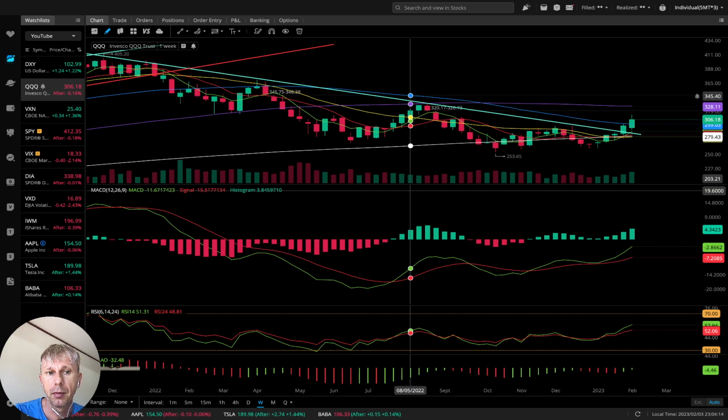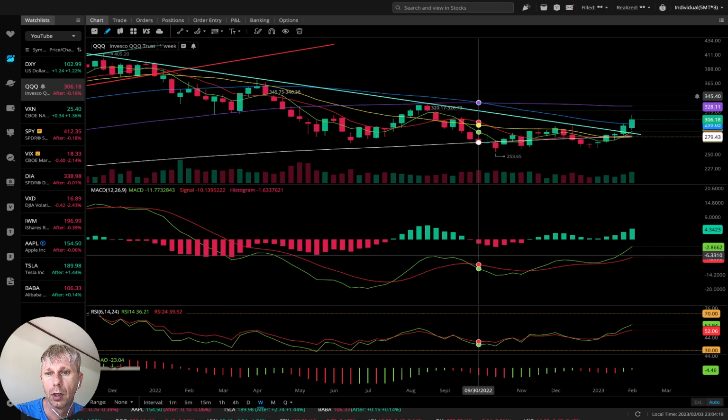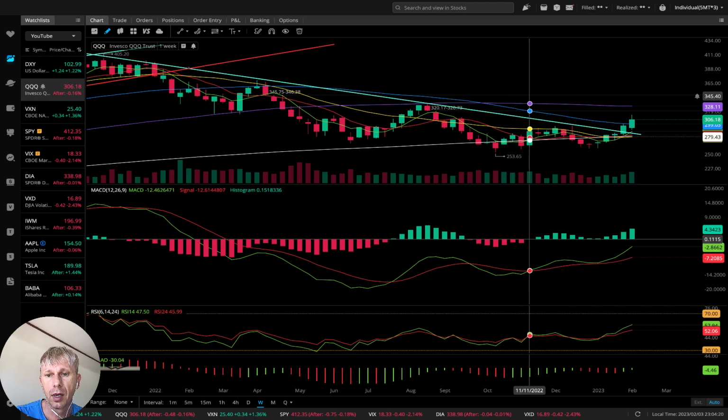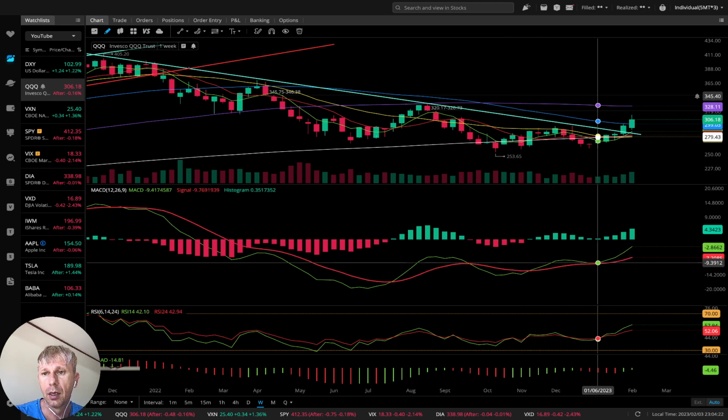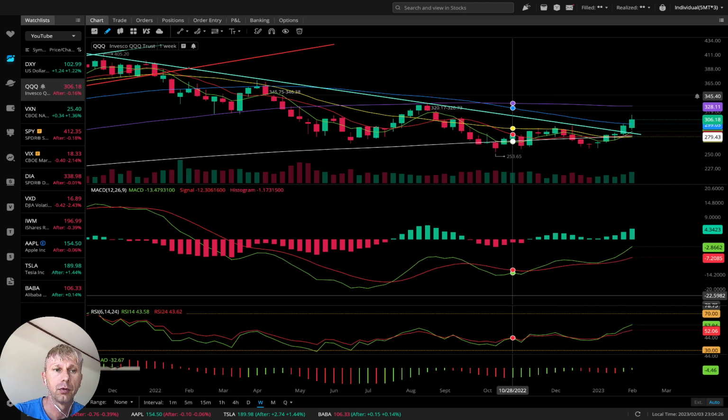And from that time, it's still in the bearish territory. It's below the zero line on MACD. Still in the bearish territory. It has a bullish signal, right, on weekly.